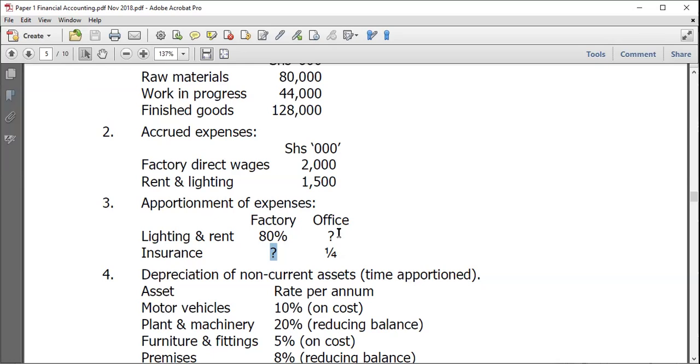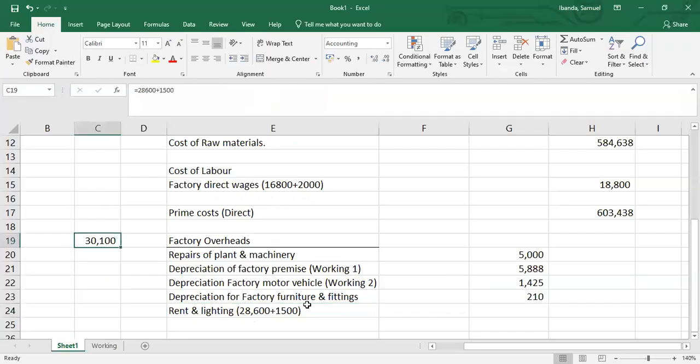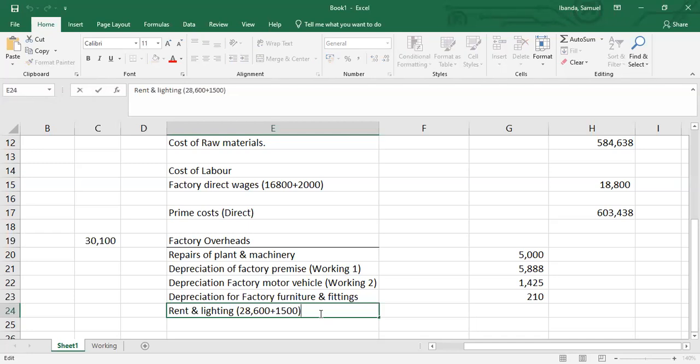Because at the end of the day, the overall expense has to be distributed. So if this is 80%, this is 20%. If this is a quarter, then this is 3 out of 4. In case you don't understand that, you need to highlight that. So I'm going to distribute. I'm going to get my lighting and get 80% of the total and give it to this factory. So when I come here on my working, you've seen I've added these two together and I've come to this. So if I want to only look at this, I'm going to multiply this by 80%.